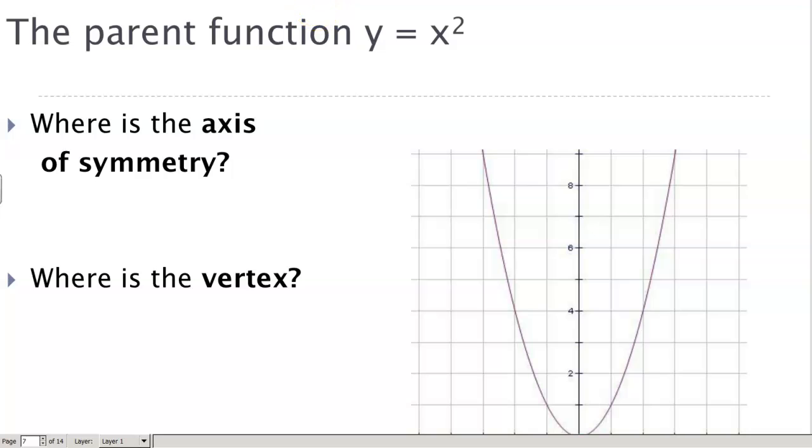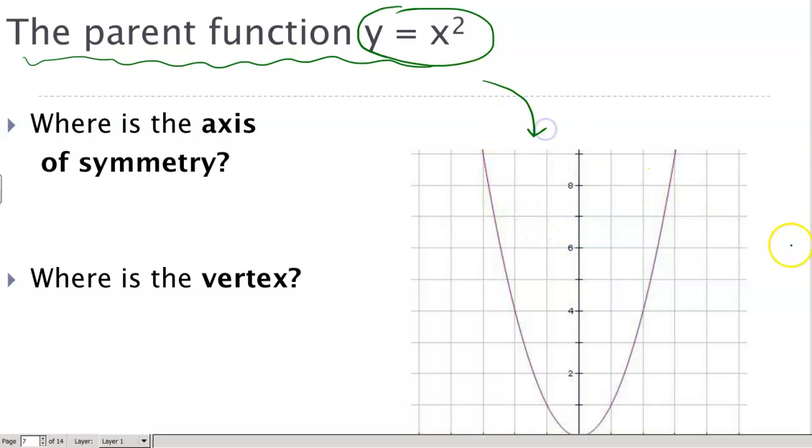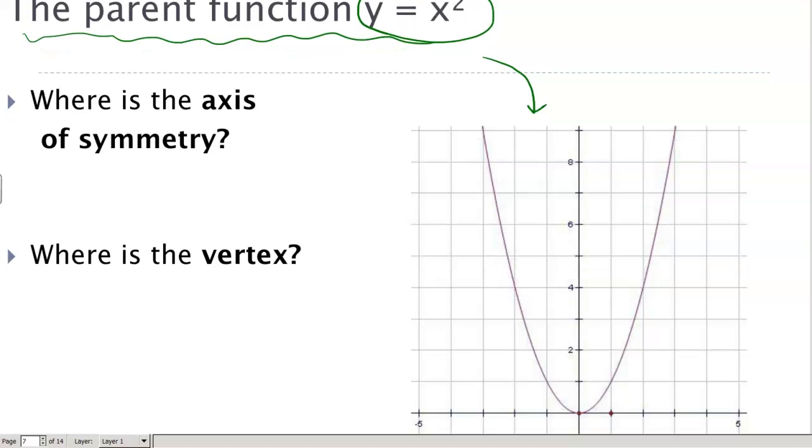Whenever we look at a new function in Algebra 2, we always typically talk about the parent function. The parent function is the equation that's just the most basic thing you can possibly graph, with no extra parameters involved in the equation. So what we want to do is look at y equals x squared. And it's already graphed here for you. Y equals x squared just looks like a parabola, as you can see in this little graph here.